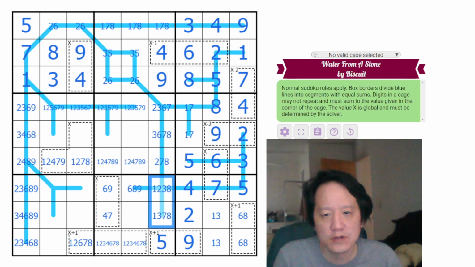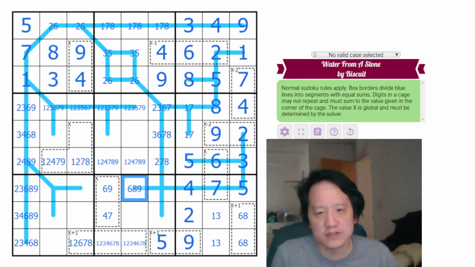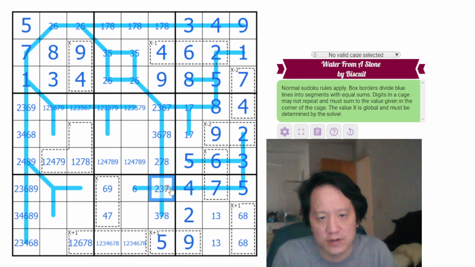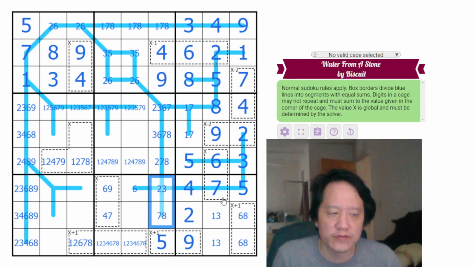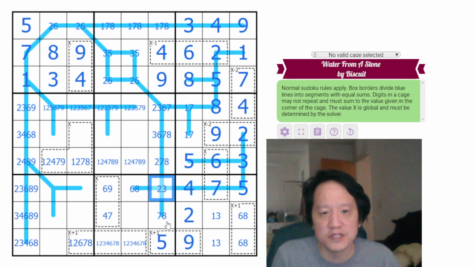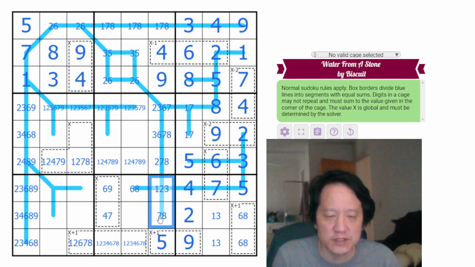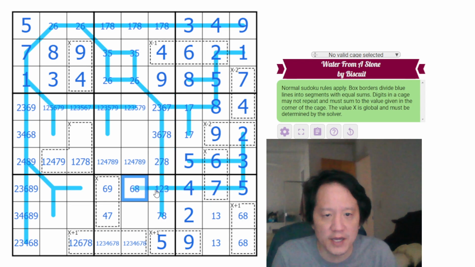So okay, let's look at the possibilities. If it's 6, this would have to be 2, 8 or 3, 7 with 6. If it's 8, this would also have to add up to 8. So it'd have to be 1 and 7. Oh, but that doesn't work. If this is 8 and 1, 7, this would have to be 8, but this doesn't add up. So this cannot be 8.